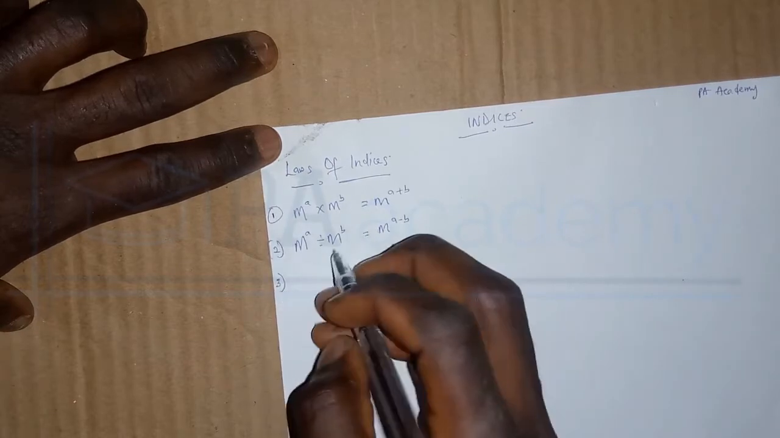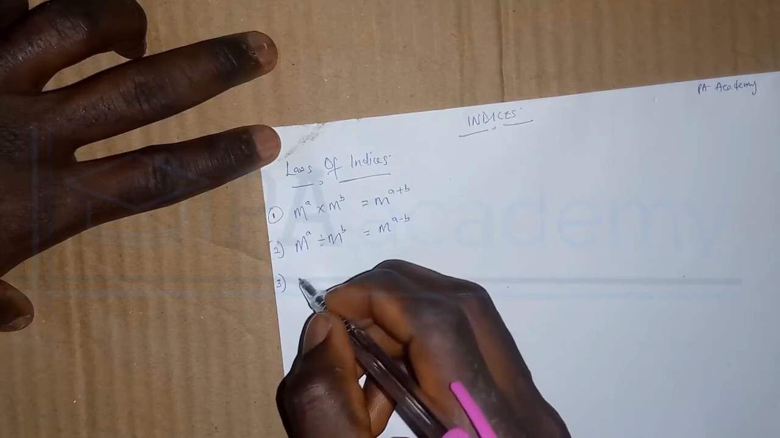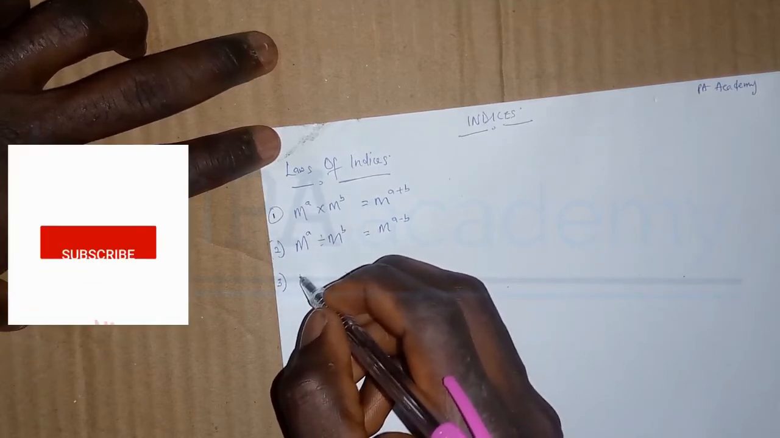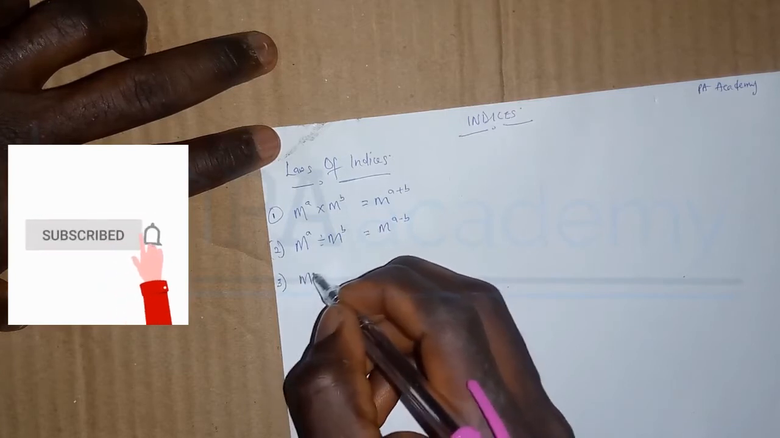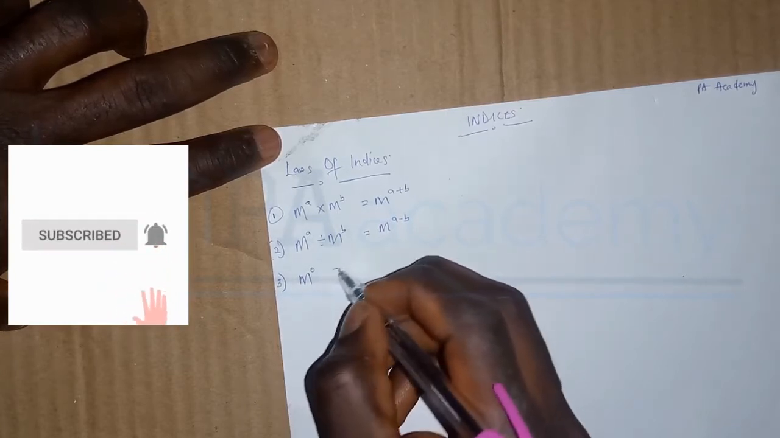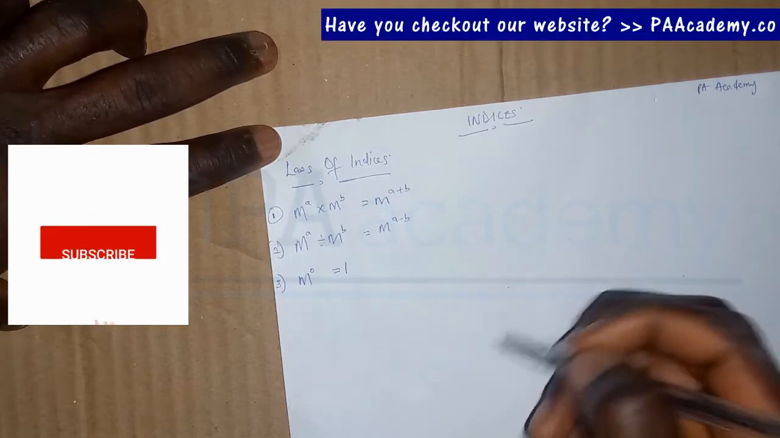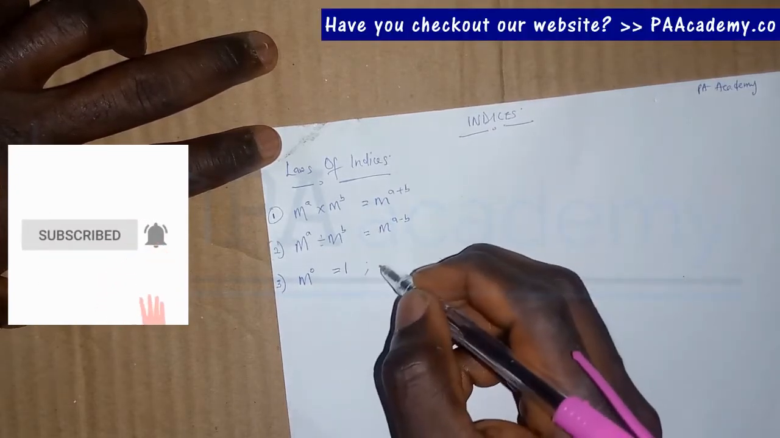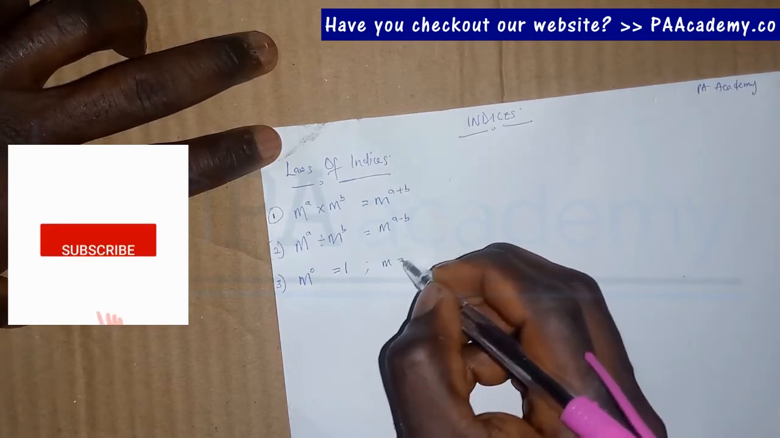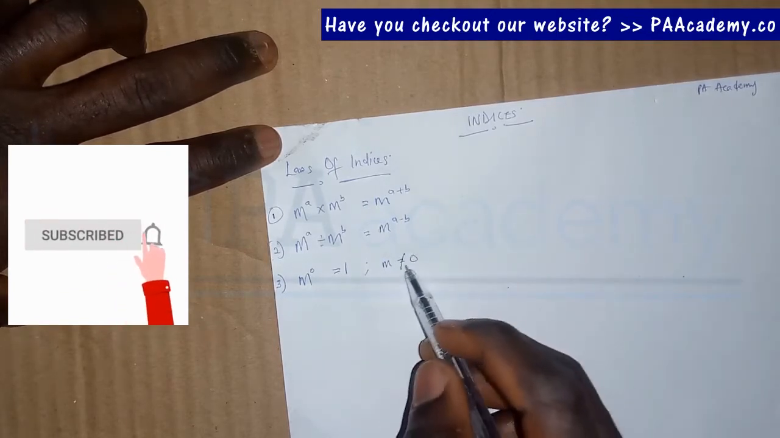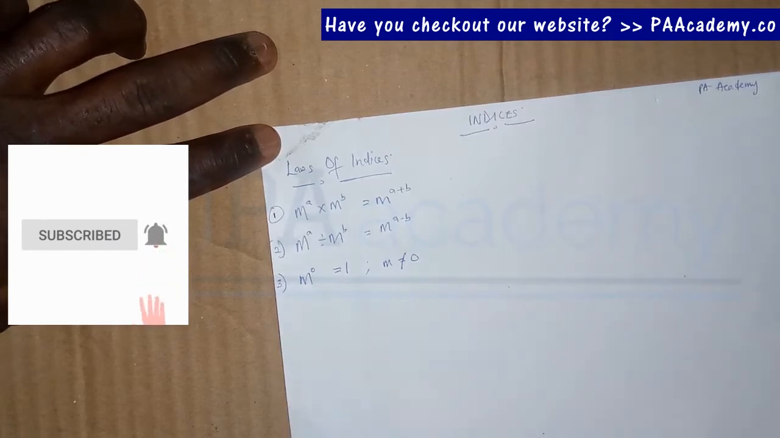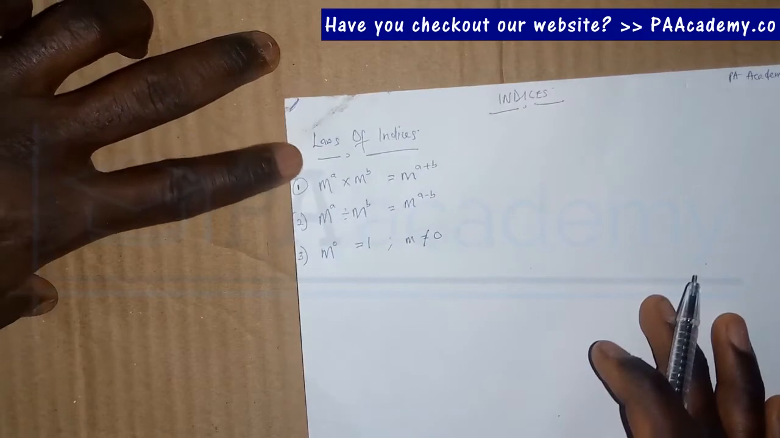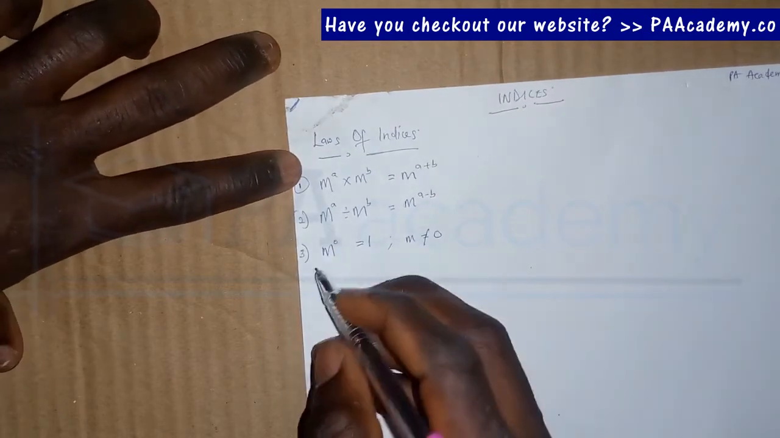The third law of indices is, if you have anything raised to power 0, so we are using m as the number now. If you have m raised to power 0, it equals 1. So any number that is raised to power 0 is equal to 1. But you also have to note that the number itself must not be equal to 0. That means m is not equal to 0. So any number that is raised to power 0 is 1. 1 million raised to power 0 will give you 1. Alright, so let's look at the fourth one.